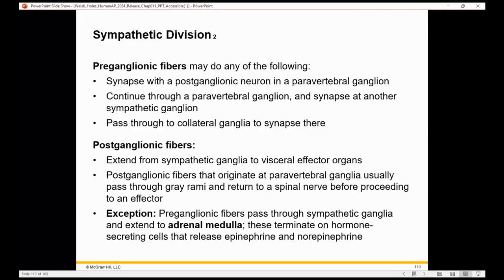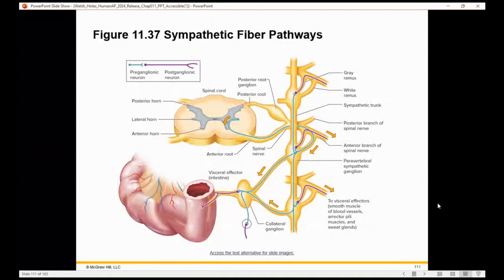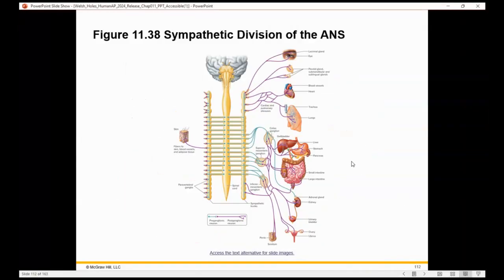The postganglionic fibers that originate at the paravertebral ganglia usually pass through the gray rami, and they return to a spinal nerve before proceeding to an effector. An exception: the preganglionic fibers pass through the sympathetic ganglia and extend to the adrenal medulla. These terminate on hormone-secreting cells that release epinephrine and norepinephrine. This figure shows you the sympathetic fiber pathways. This figure shows you the sympathetic division of the autonomic nervous system.